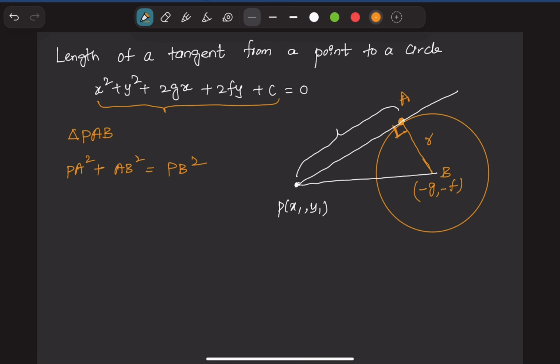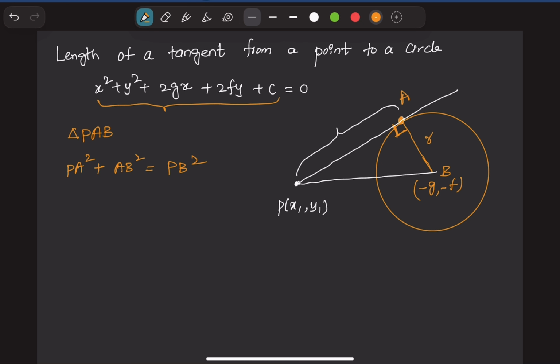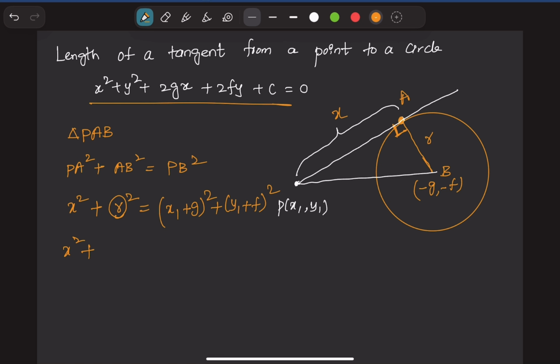So what is PA square? PA square is the length that we have to find out. Let us say x, plus AB square is simply r square. PB square, you can use the distance formula between 2 points to find out. So that will be (x1 plus g) whole square plus (y1 plus f) whole square. The equation of the circle is given. From this, you know the radius is square root of g square plus f square minus c. So r square will be simply g square plus f square minus c.